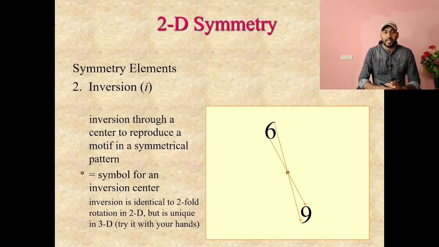In the last class, we talked about rotational symmetry, in which we talked about the axis of rotation, different axes of rotation: one-fold, two-fold, three-fold, four-fold, and six-fold.